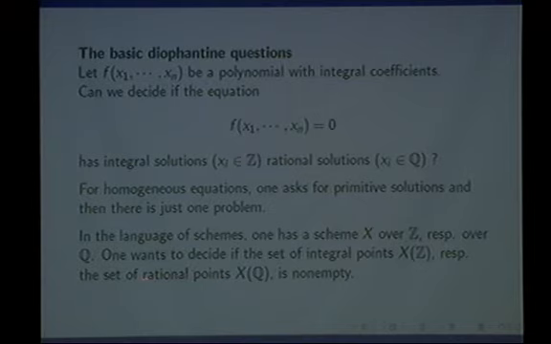In the language of schemes, so I'm supposed to be elementary, but I'll say schemes from time to time. When you have a scheme X over Z, this is really a scheme over Z, if you give an equation like this with coefficients in Z, and coefficients in Q will give a scheme over Q. And then you want to decide, so this is some very convenient notation: X of Z is the set of solutions with coordinates in Z, and X of Q is the set of solutions with coordinates in Q. And you want to decide whether there are some such points.